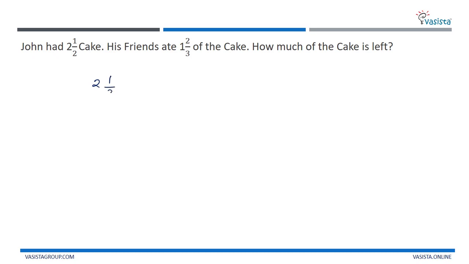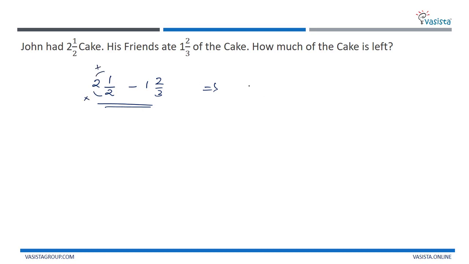Jan had 2 1/2 cake and his friends ate 2/3. Simplifying this, you are going to get the answer. Let me simplify it. See, this is given in terms of mixed fractions. We are supposed to convert it into improper fractions. Let me convert it. 2 2s are 4. That is, you need to multiply here and you need to add it here.